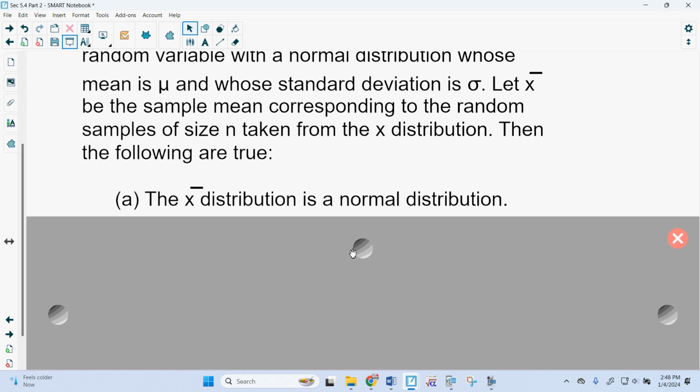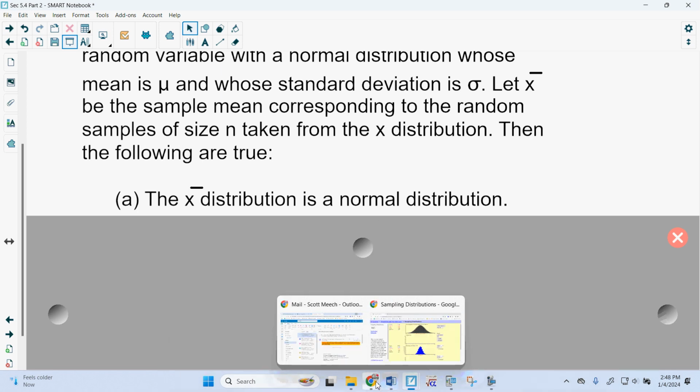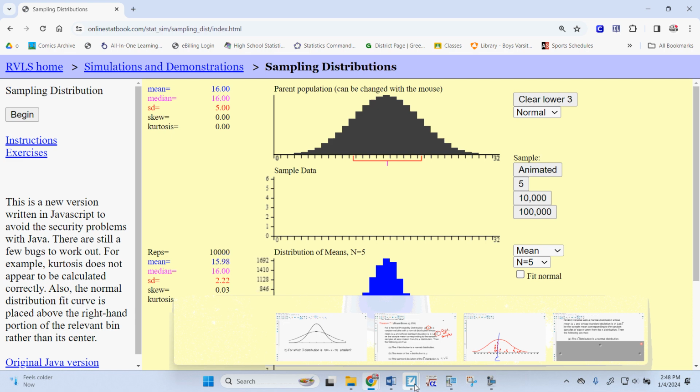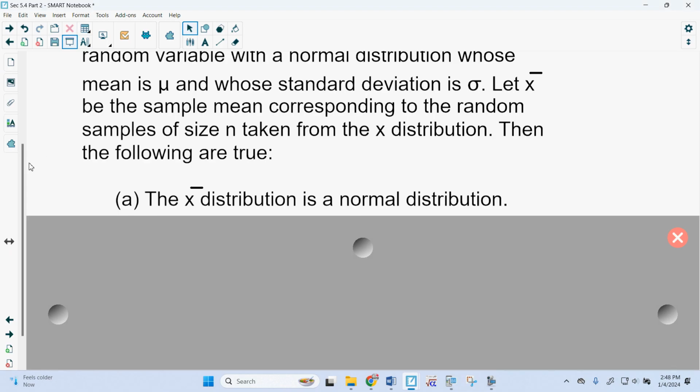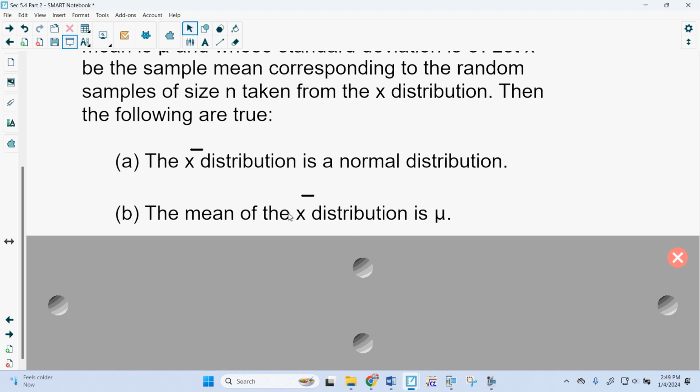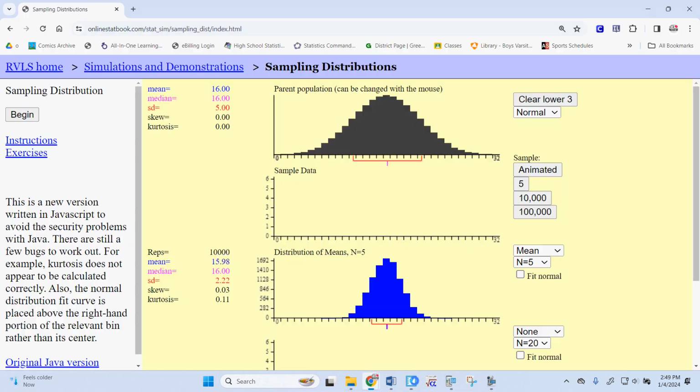Here's what we know. This new distribution is also a normal distribution, which you can see from here. It looks to be just like the other one. Now it's skinnier, but it's still a normal distribution. So that's our first thing that happens. Number 2, the mean of this x bar distribution is also mu. We can see that. Our mean is 16, our mean is 16. Now this is only 10,000. We may have to do more, but if we took all of these, it eventually would be equal to 16.